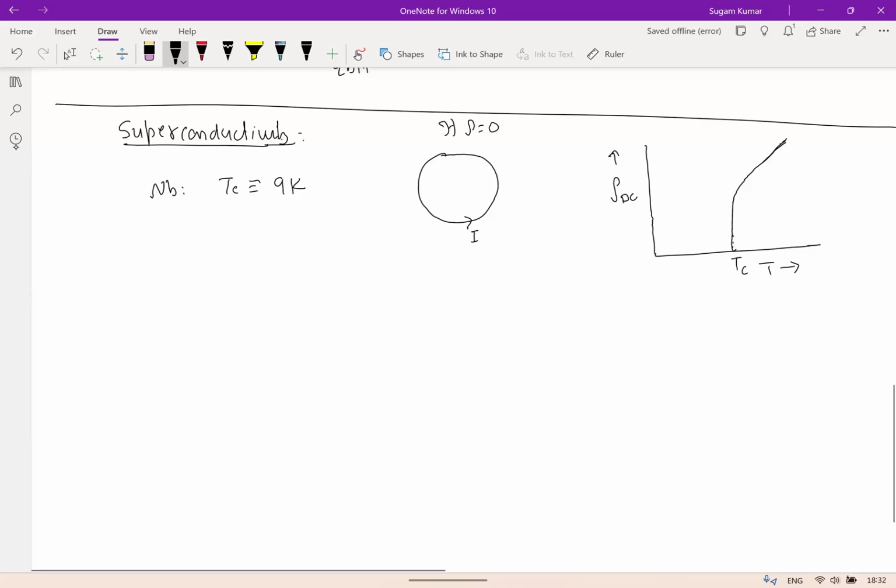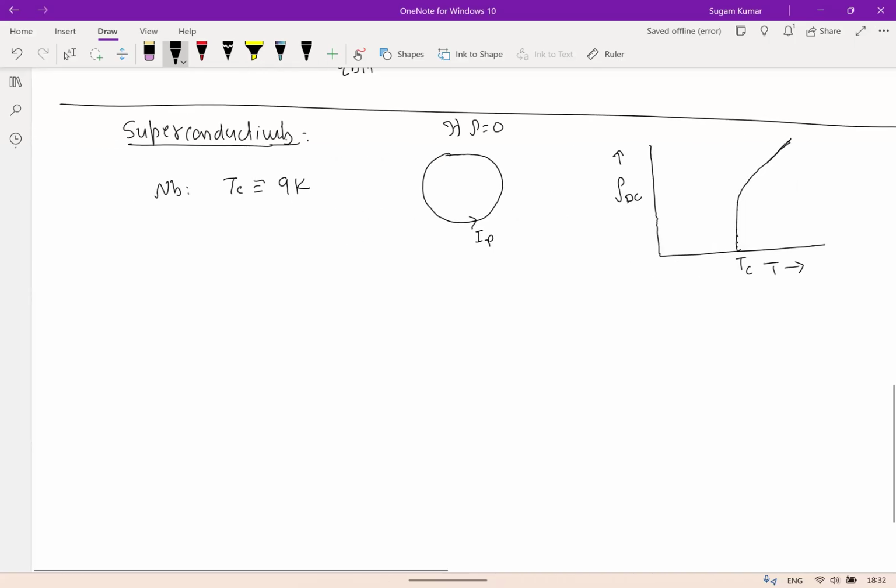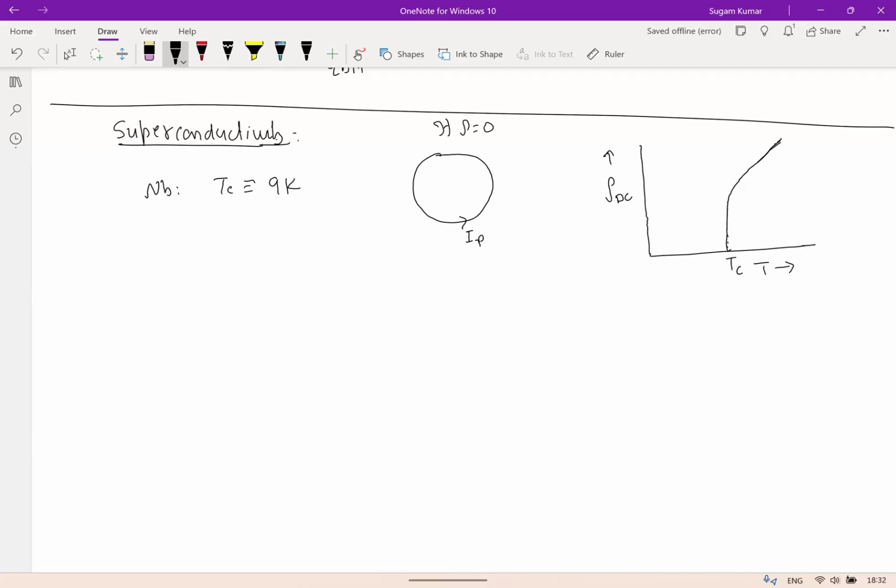Okay. And this current, which is flowing inside the loop because of this property, is what is called the persistent current. We will be using these terms. That's why I'm just repeating these words in the class.